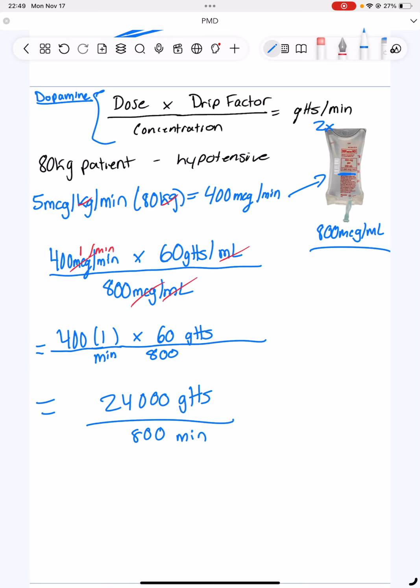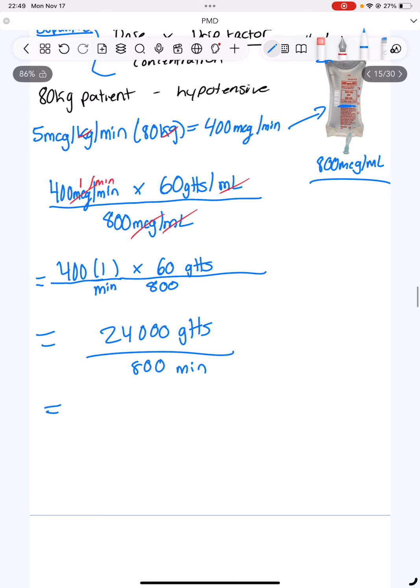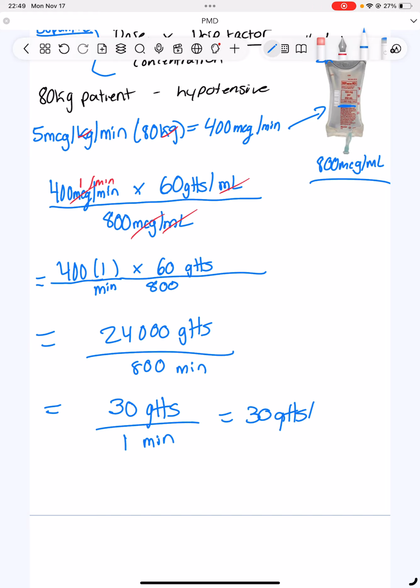Okay, I know these units don't make sense, but that's just how you do dimensional analysis, or how you remove units. So if you simplify this equation, if you were to give somebody 24,000 drops over 800 minutes, you're going to be there a while. But if you reduce this and simplify this equation out, it ends up being 30 drops per 1 minute, which you're probably more comfortable seeing as 30 drops per min.